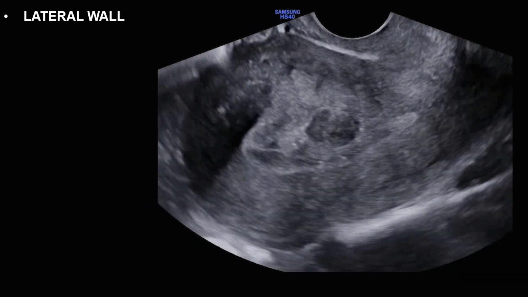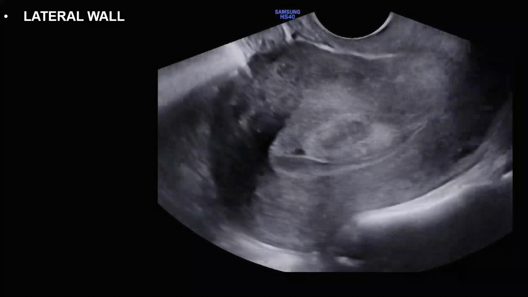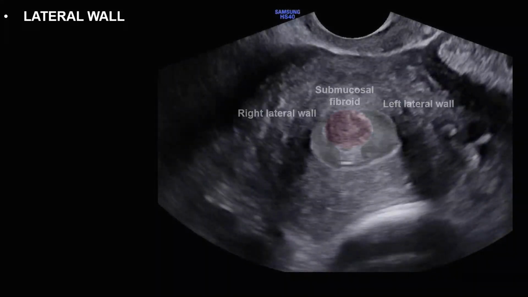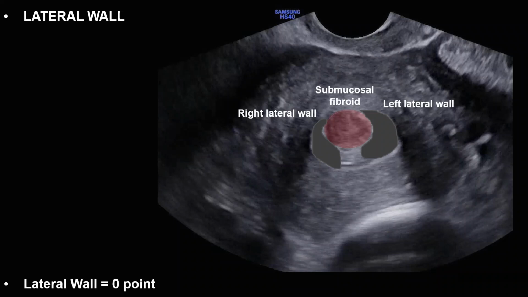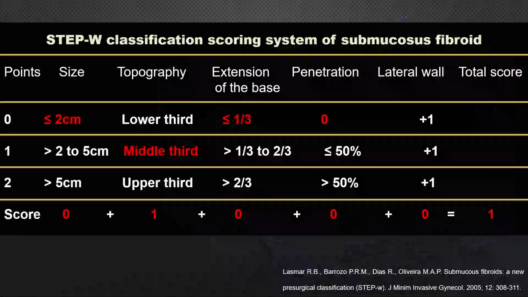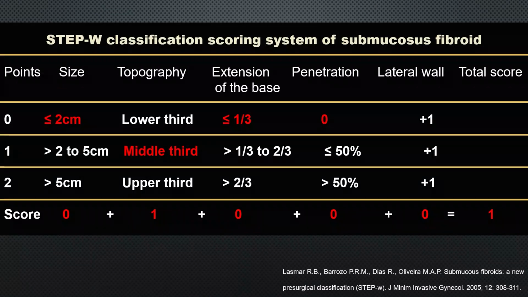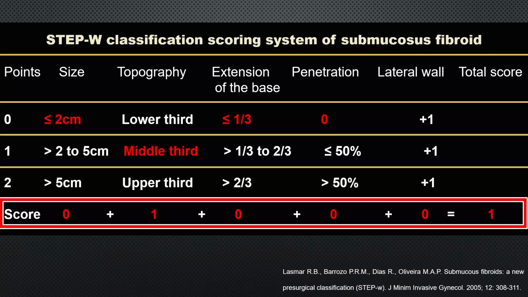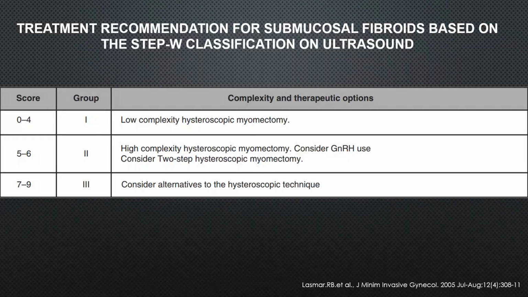considered. When the fibroid is located on the lateral wall, an extra point is added, regardless of the affected third. In this transvaginal ultrasound examination, the fibroid is seen in the anterior wall without involvement of the lateral walls, so no extra point was added. After applying all the step W scoring system criteria for submucosal fibroids in this patient, the final score is 1 point. With a score of 1 point, this fibroid is classified as group 1.